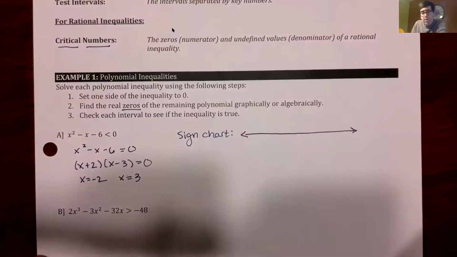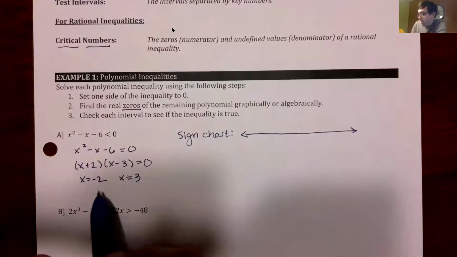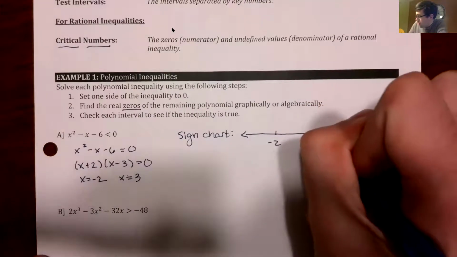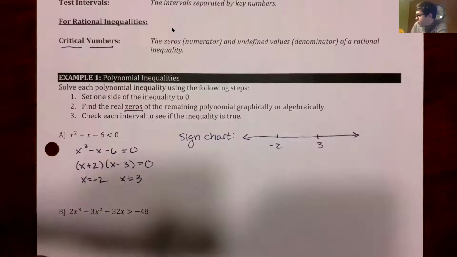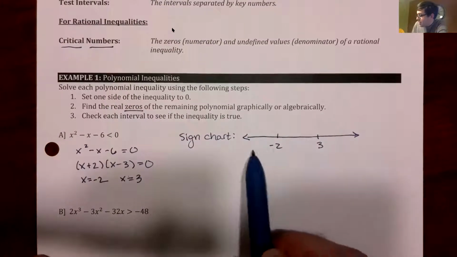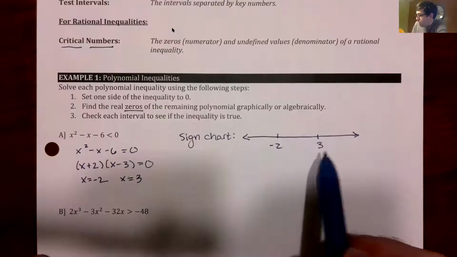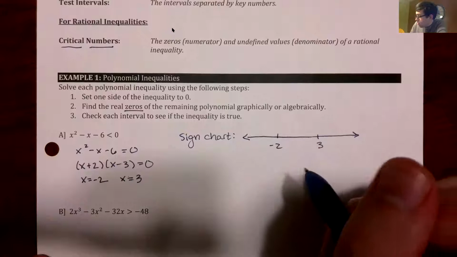So we draw basically a number line, and we're only going to put 2 numbers on it, and that's going to be our critical numbers, -2 and 3. Now we're going to test each of these intervals that are separated by these bounds, because those are all potential solutions.